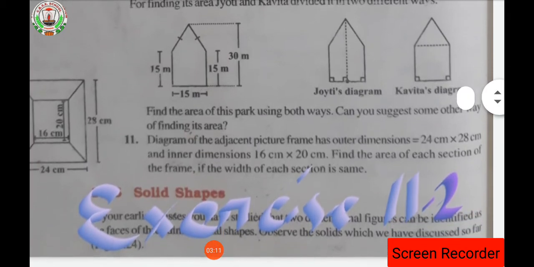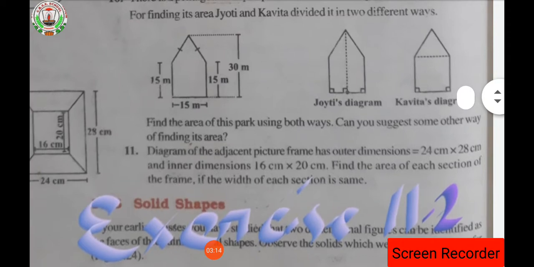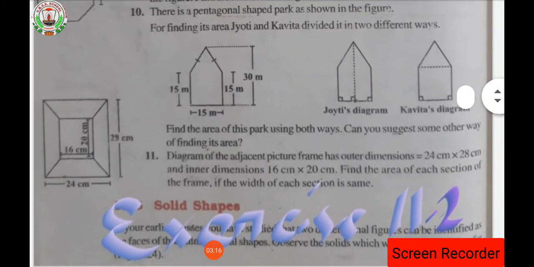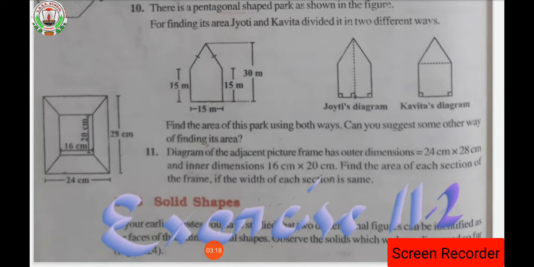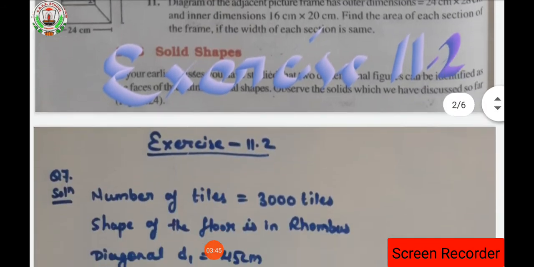Clear? Now the 11th question. In the 11th question a diagram is given. The outer dimension and inner dimension are given in the question. Using the outer and inner dimensions of the figure, we have to find the area of each section. It is also said in question number 11 that the width, that means breadth, of the outer and inner dimension is the same. Dimension means length and breadth. Okay, so let's see the solutions one by one.